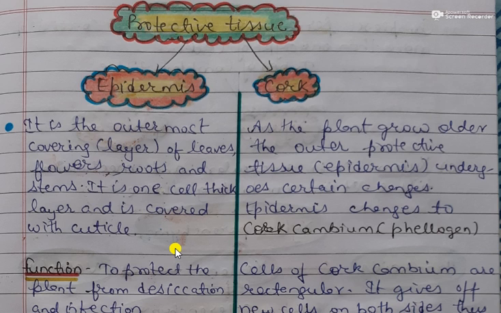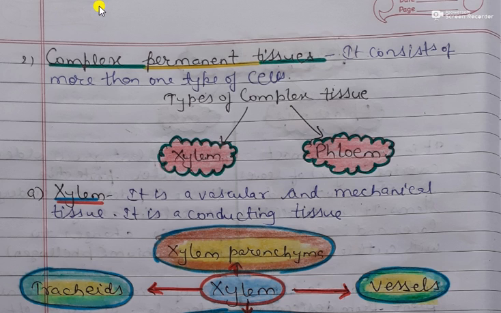Now we will study about the complex permanent tissue. Complex permanent tissue is the tissue which is made up of or which contains more than one type of cells. We have studied simple permanent tissue. The cells of simple permanent tissue, all cells were similar. But in case of complex permanent tissue, the cells were of more than one type.